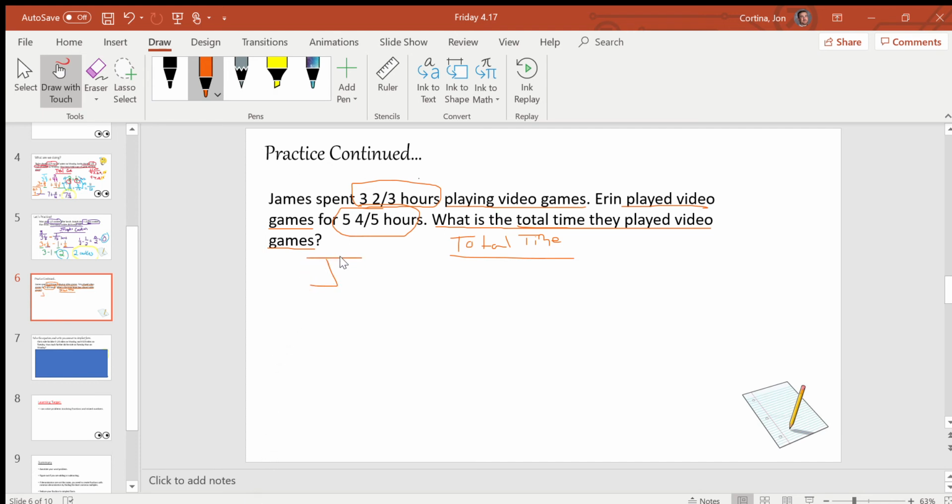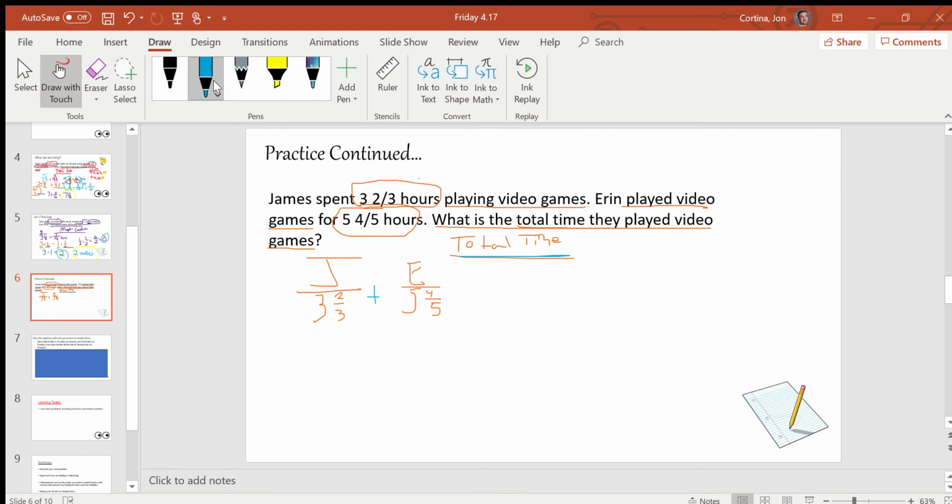James played for 3 2/3. Aaron played 5 4/5 hours. We are looking for total time spent playing video games. So when we see total time, we know that we should do what operation? That's right, we're going to add. We're finding the total amount of time they played.